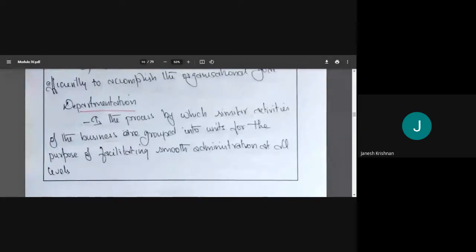Then we have to make or order the machinery for them. Sometimes ready-made machines will be available. Sometimes we will have to make it. We'll have to engineer it. Then production will be there. So all these things will come under production. Similarly, we'll have finance. Like that, we will have different departments. So departmentation means the process by which similar activities of the business are grouped into units for the purpose of facilitating smooth administration at all levels. Clear?